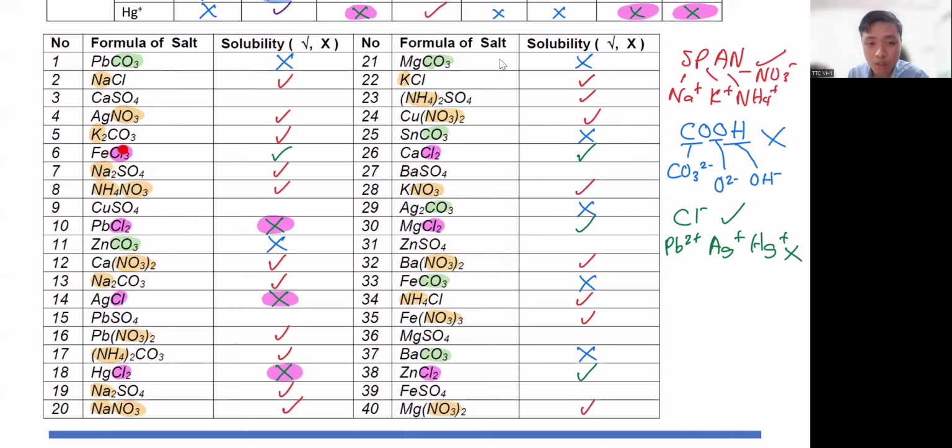Cl minus all are soluble. You have to find out all the Cl minus. All are soluble except three: PbCl, AgCl, HgCl. So Cl all soluble except Pb, Ag, Hg. Because we learn this solubility first, because later on we apply it a lot.